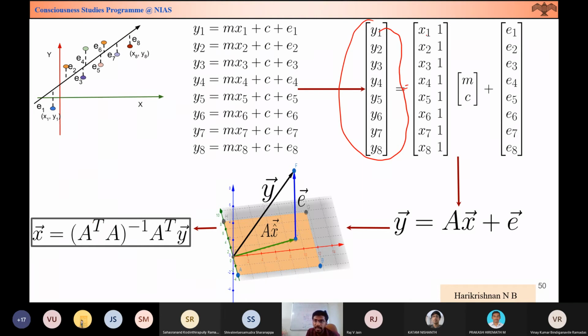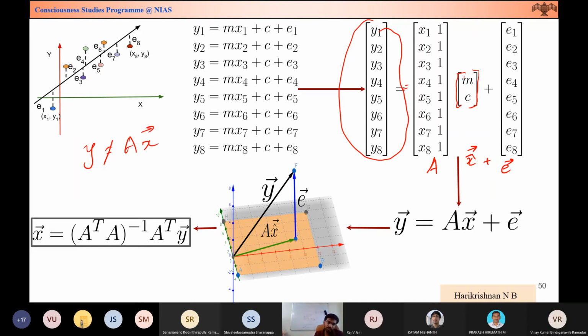Here I can take m and c outside, so I have x vector plus some error vector. So this is of the earlier format. Definitely there is no line that passes through all the points. So I will write it as x cap to make that consistent with what we have previously mentioned. Definitely I cannot find y equal to Ax.